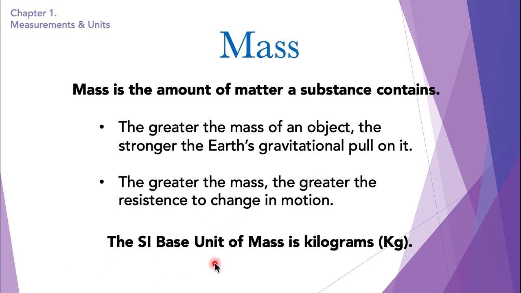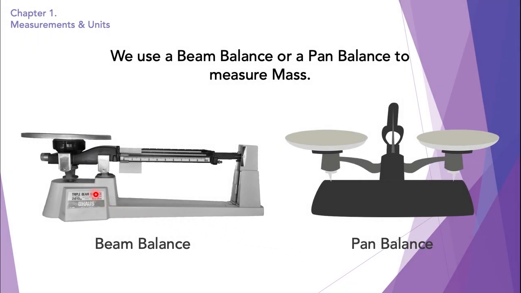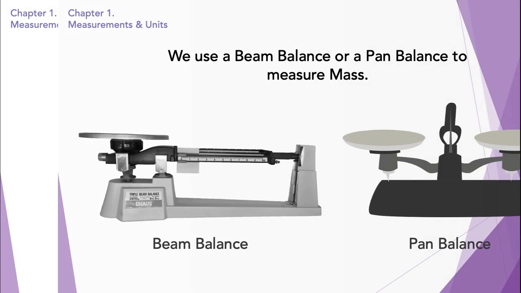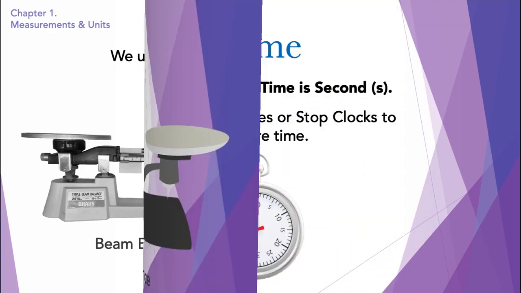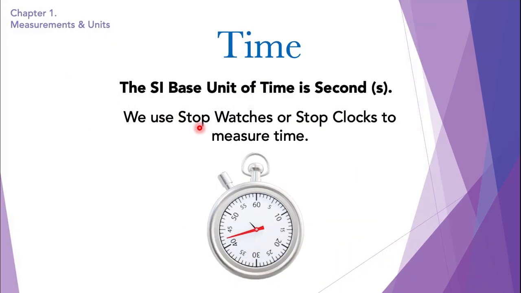So the SI base unit of mass is the kilograms. And for measuring mass, we use a beam balance or a pan balance. So this is what a beam balance looks like, and this is a pan balance. So this was all about mass. Now we're going to look at time. Time is also a physical quantity which has a base unit seconds, symbol small s, and we use stopwatches or stop clocks to measure time.